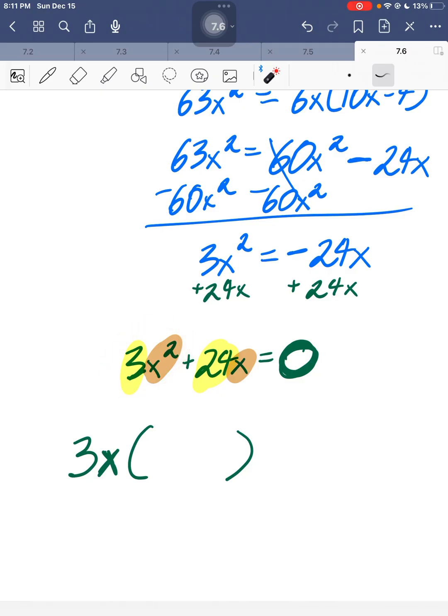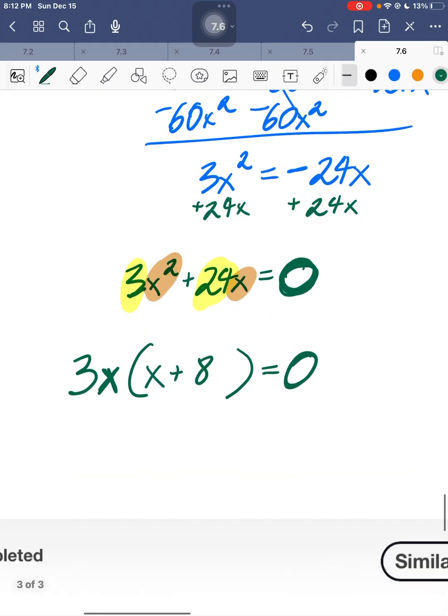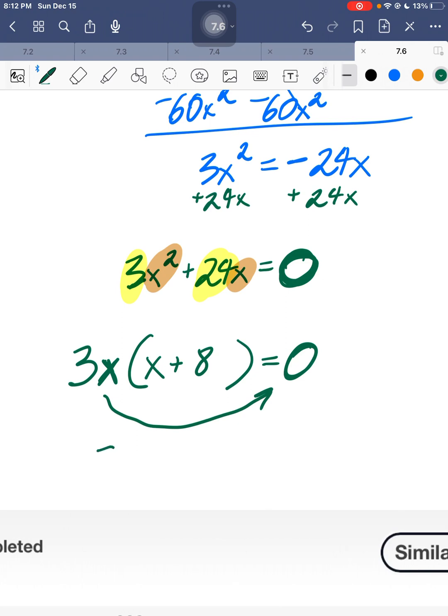Now I've factored out everything I could, so I need to write the rest of it inside the parentheses. If I take out a 3x from here, what do I have left? I pulled out the 3 and one of the x's, so now I don't have x squared, I just have x. What's left inside is just an x. If I take out 3 from the 24, what's 24 divided by 3? That's 8. Plus 8. I took out one x, so this x is now outside. And that's it. Now that's equal to 0.